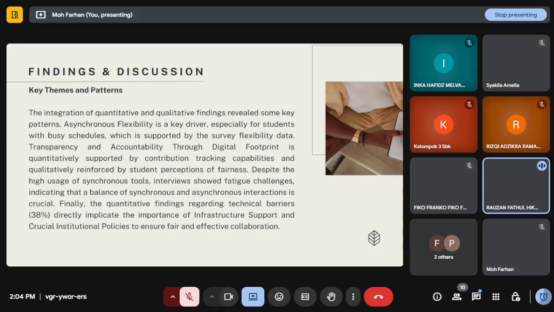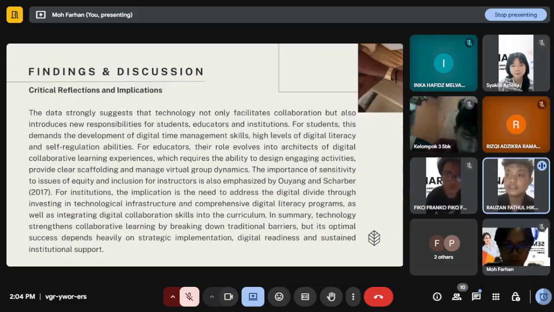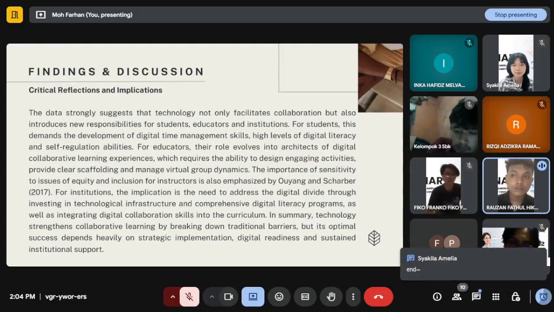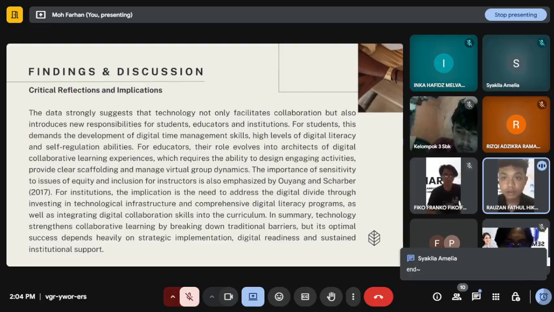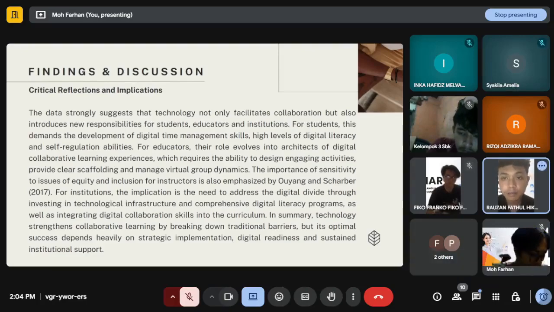Okay, the data strongly suggests that technology not only facilitates collaboration, but also introduces new responsibilities for students, educators, and institutions. For students, this demands the development of digital time management skills, high level of digital literacy, and self-regulation abilities. For educators, their role evolved into architect of digital collaborative learning experience, which requires the ability to design engaging activities, provide clear scaffolding, and manage virtual group dynamics.